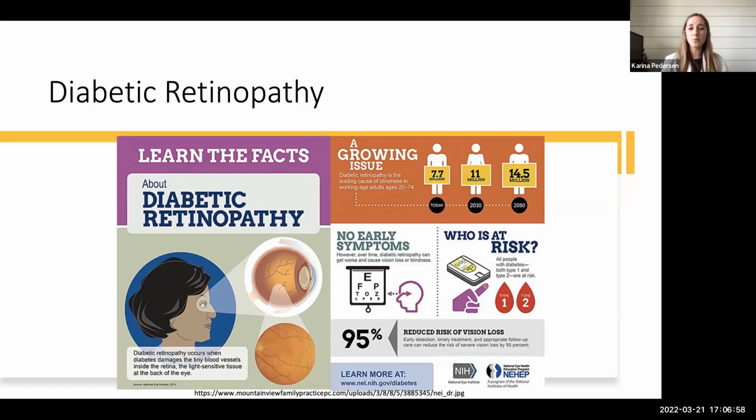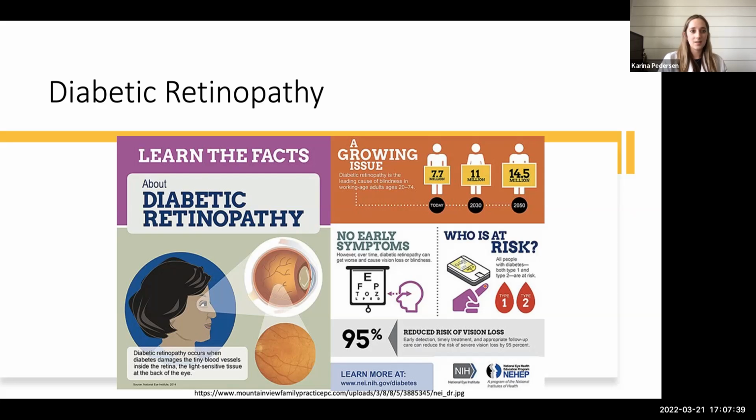There are no really early symptoms of diabetic retinopathy. You may notice a slight blur in vision, but really the only way to check to see if you have it is by an annual eye exam, looking at your retina. In terms of people who are at risk, this is generally just a summary: type 1 and type 2 diabetics are both equally at risk to develop this disease. And if you have a timely eye exam, you have a 95% reduced risk of vision loss long term.